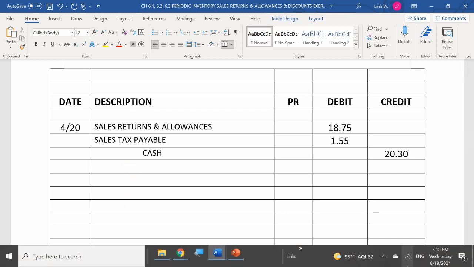So in this case, customer C returns 25 cups for a 15% discount.